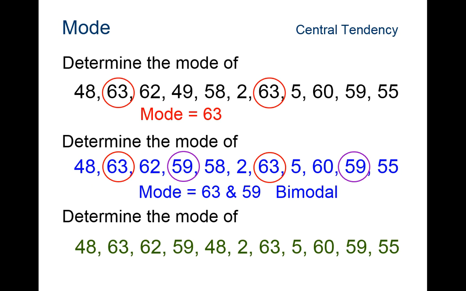How about the mode of this last set of numbers? Did you choose 63, 59, and 48? Here, three numbers all occur twice, making this a multimodal set.